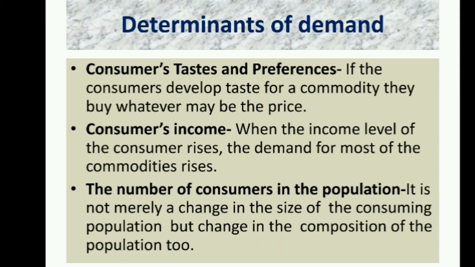Okay. The next determinant is the number of consumers in the population. The number of consumers in the population is also an important determinant of demand. That means demand is a relationship between price and the quantity demanded by all consumers in the market. If the number of consumers falls, then demand would decrease.